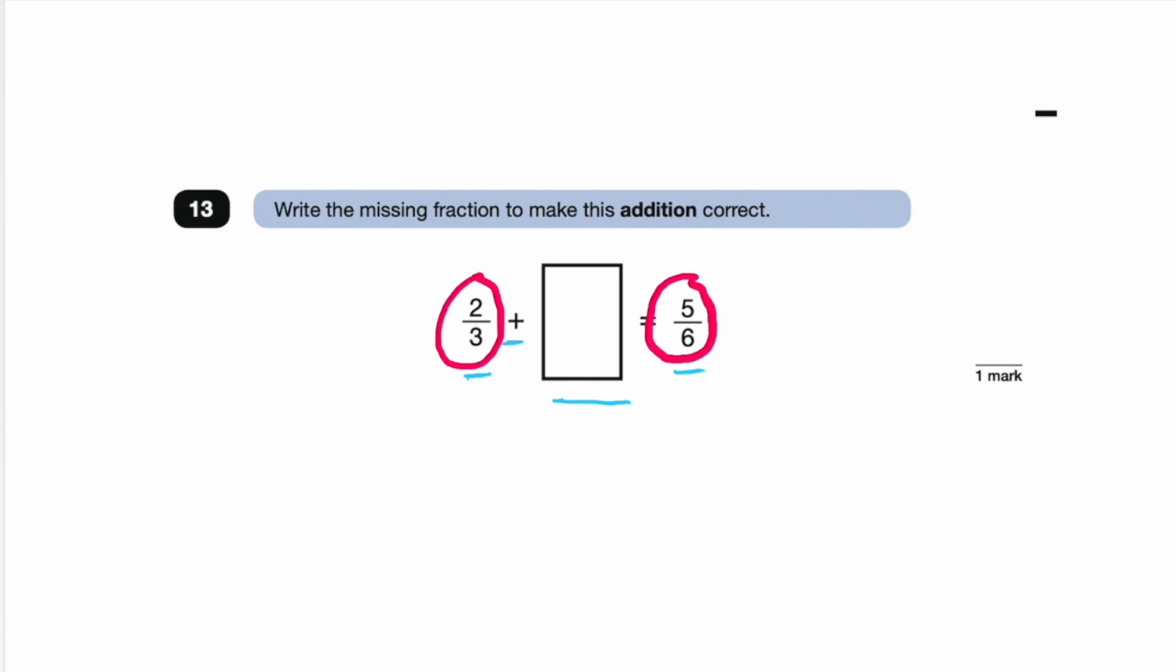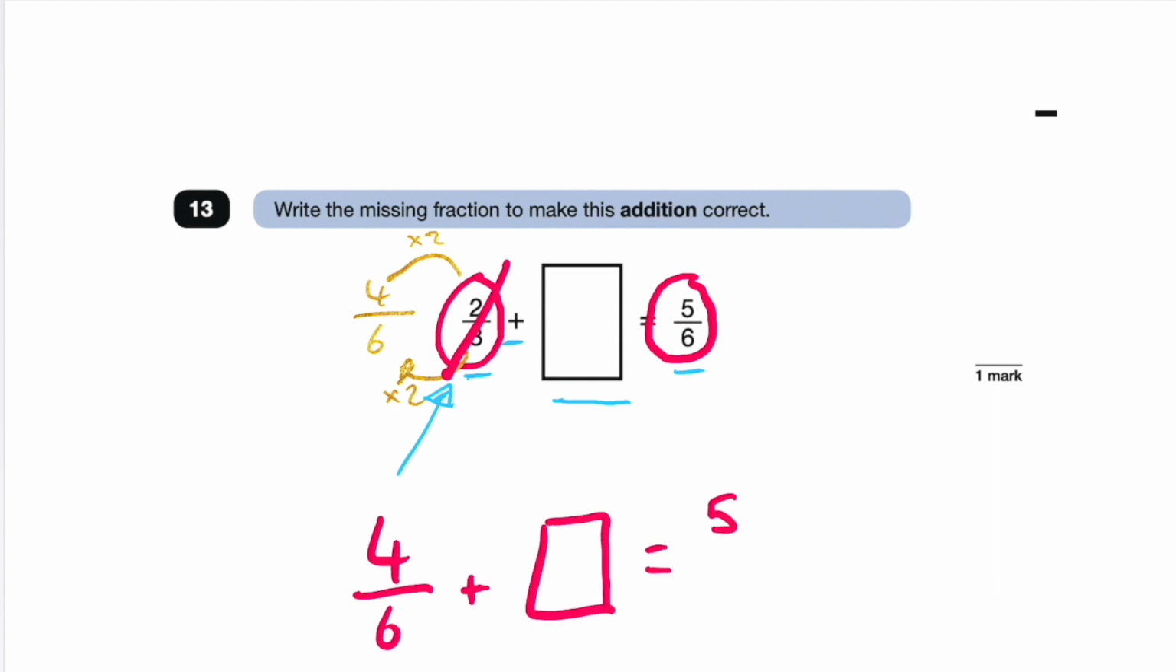So what we're going to do is find an equivalent fraction to this fraction, but with a 6 as a denominator. So how can I get from my 3 to a 6? Well, I would have to multiply by 2. Therefore, whatever I do to the denominator, I must do to the numerator. So 2 times 2 is 4. So now my equivalent fraction to 2/3 would be 4/6. So I can get rid of this now and work with 4/6. So now my question says 4/6 plus something equals 5/6.